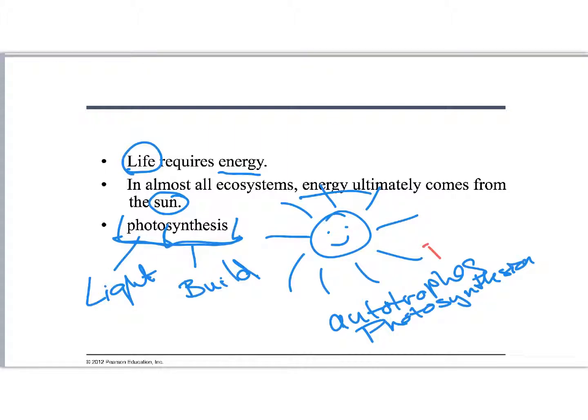Like plants and stuff, right? Like plants. I should have written that in green, right? But auto means self. And trophy here means condition of growth or nutrition, since they make their own food. Now, you and I are not autotrophs. We are heterotrophs.